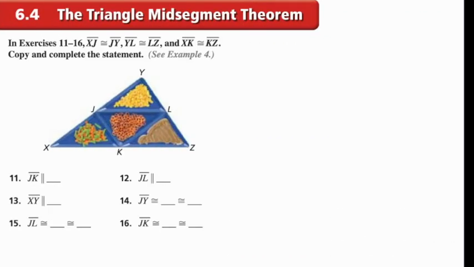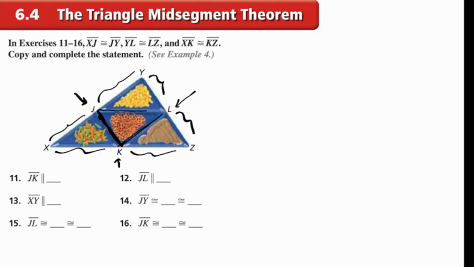So in this example, we have XJ is congruent to JY. When we see that, that makes J a midpoint. Then they tell us that YL is congruent to LZ. That makes L a midpoint. And then finally, they tell us that XK is congruent to KZ. That makes K a midpoint. Since those are all midpoints, that means we have a midsegment triangle outlined here in the center. And since these are all midsegments, they are half the length of the side they're parallel to. And we can answer these questions.